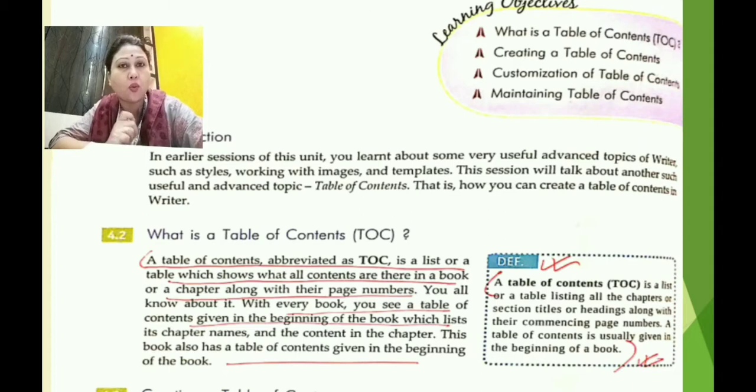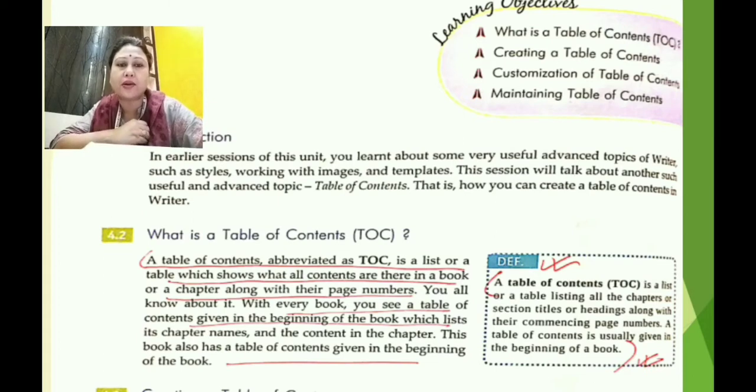Now let us come to know what a table of contents is. A table of contents, abbreviated as TOC, is a list or table which shows all the contents in a book or in a chapter along with the page numbers. As we can find in all books, you have the table of contents or the index where you find the different topics included in that particular book along with the page numbers.